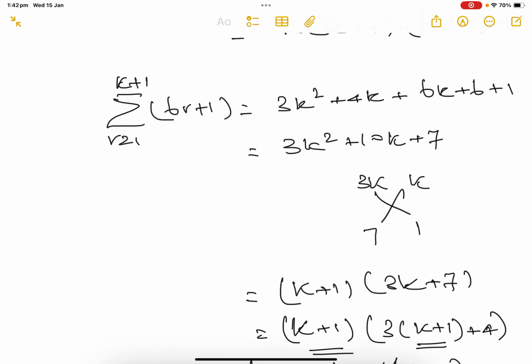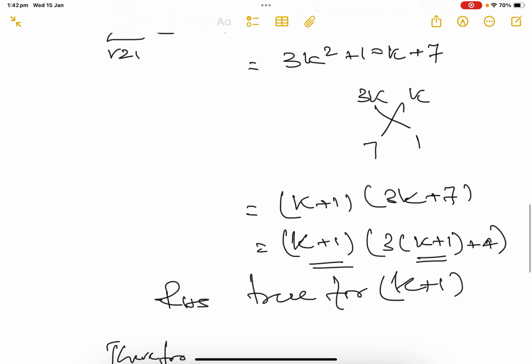This is how I do it, so I don't want to waste time on factorization. Just put a little cross: 3k squared factors as 3k and k, and 7 factors as 7 and 1. So put it such a way: 3k times k is 3k squared, 7 times k is 7k, 3k times 1 is 3k, added together is 10k, and 7 times 1 is 7. So the factors are (k + 1) and (3k + 7).